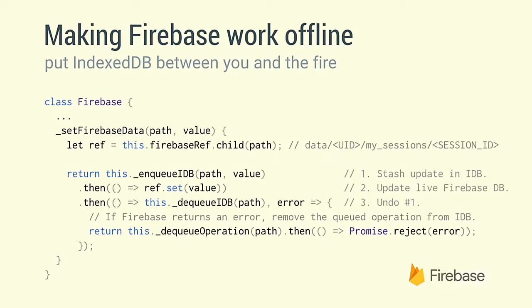So in our Firebase ES6 class, we have a set Firebase data method that we call for all Firebase operations. It takes a path of the bucket, the thing we want to change in the database, and the value we want to set it to. And then we run through a list of promises. So we first push on to IndexedDB what the user was trying to do. We then set Firebase data if we can, update the live database in Firebase, and then we remove that information in the next promise. And if there's any errors, we just say, hey, couldn't write, just remove that stashed data. We don't want to try to replay that bad state.